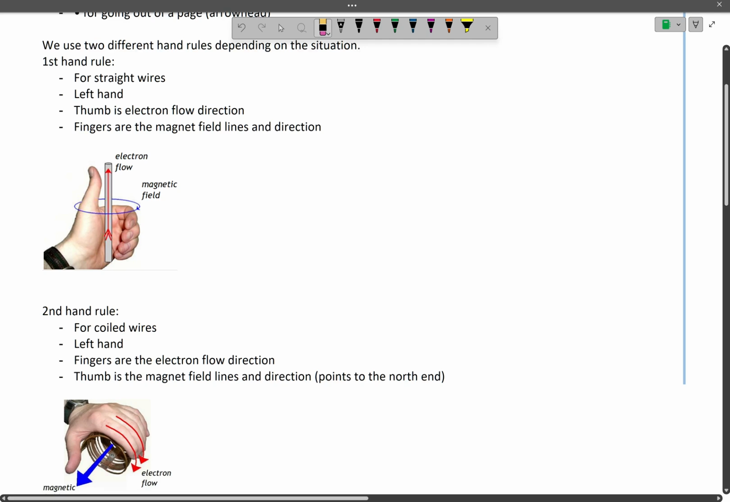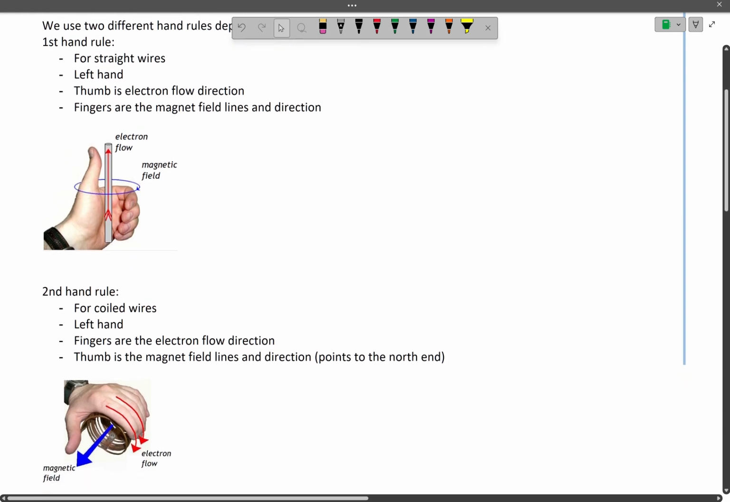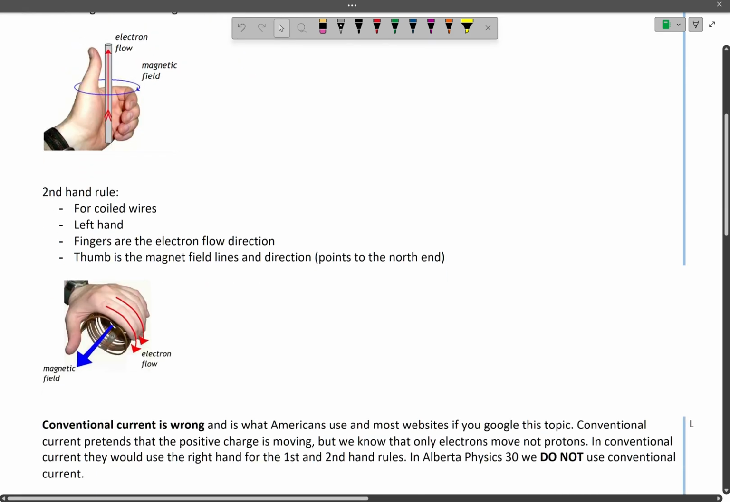Okay, the second hand rule is for coiled wires, and this time you're still using your left hand because you use your left hand every time you're dealing with a negative charge. Electrons are negative, that's why we're using our left hand. For coiled wires, the fingers are coiling around, and those are the electrons actually flowing in the coil. Then the thumb is the direction of the magnetic field, the direction that your thumb is pointing to the north end.